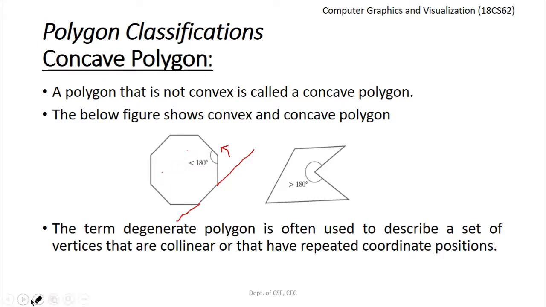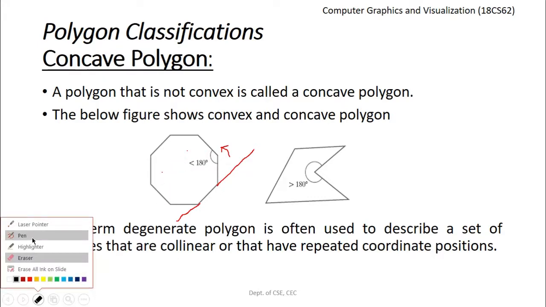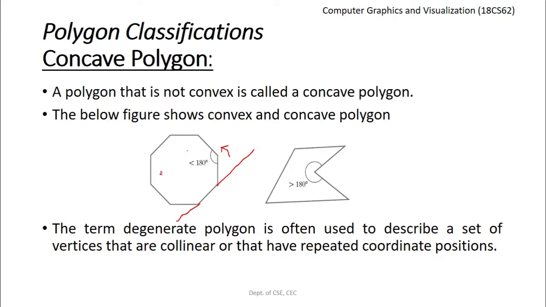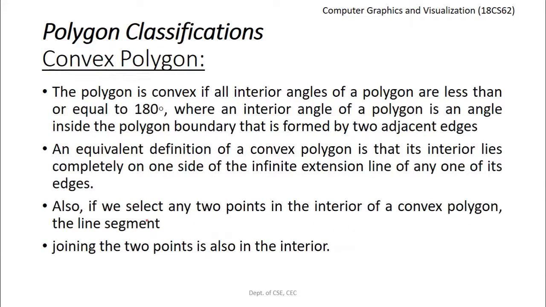If I consider any 2 points within a polygon, one point over here and one more point over here, and join them together, the line connecting these 2 points should also lie within the polygon. So if you select any 2 points in the interior of a convex polygon, the line joining the 2 points should also lie in the interior of the polygon. That is one more condition for checking if it is a convex or a concave polygon.